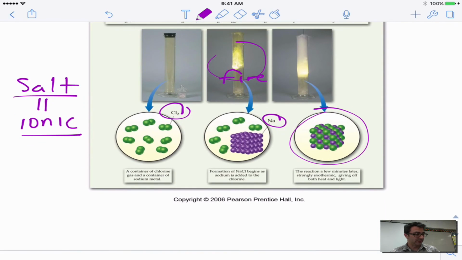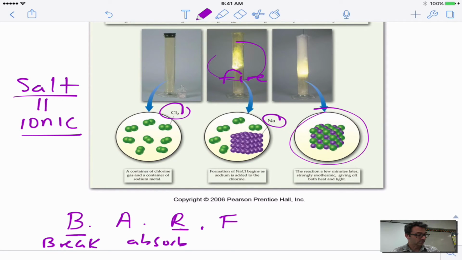And in general, I like this acronym called BARF, B-A-R-F, and it stands for break, absorb, release, form. So when you break a bond, you absorb energy, and when you form a bond, you release energy. B-A-R-F.